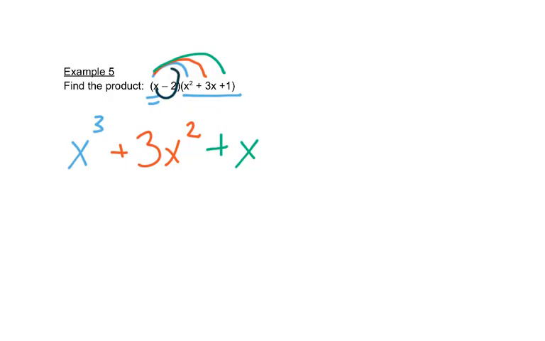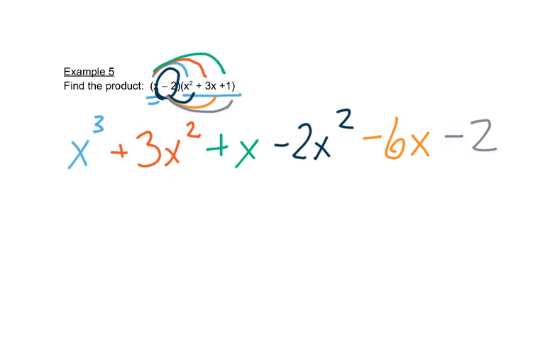And then we're going to do the same thing with this negative 2. We're going to do it times everything. So negative 2 times x squared is negative 2x squared. Negative 2 times a negative 3x is positive 6x. And negative 2 times a positive 1 is a negative 2.